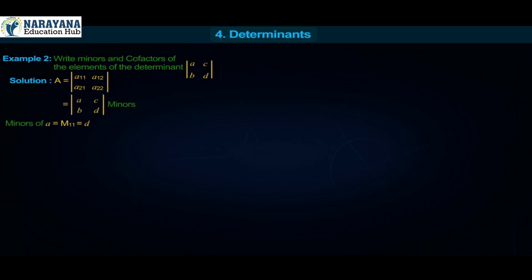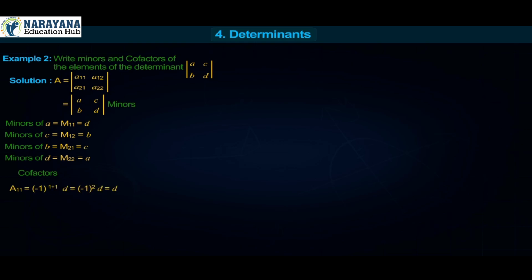Minors. Minor of a is M11, which is equal to d. Minor of c is M12, which is equal to b. Minor of b is M21, which is equal to c. Minor of d is M22, which is equal to a. Cofactors. A11 is equal to (minus 1) raised to 1 plus 1 into d, which is equal to (minus 1) square into d, which is equal to d.